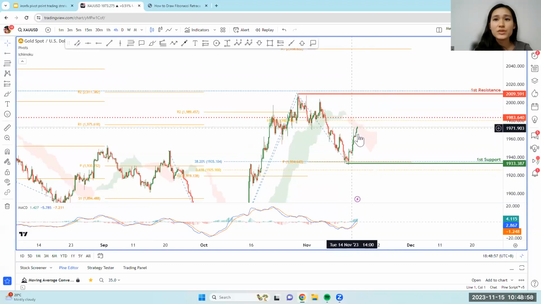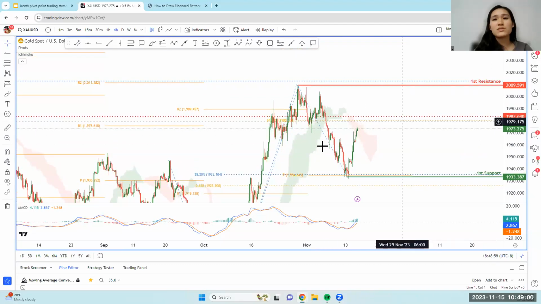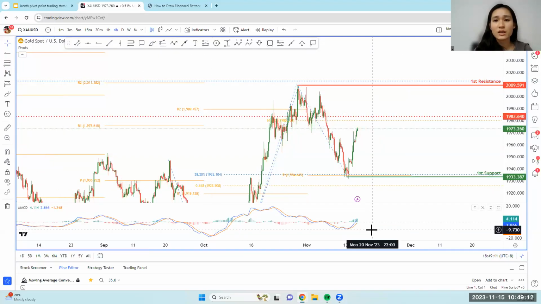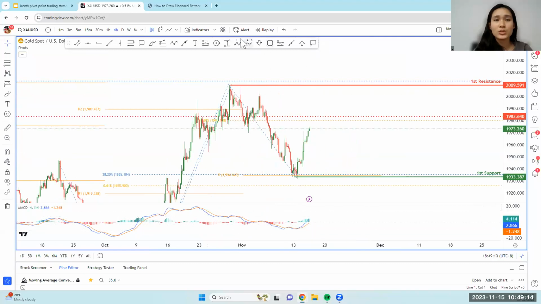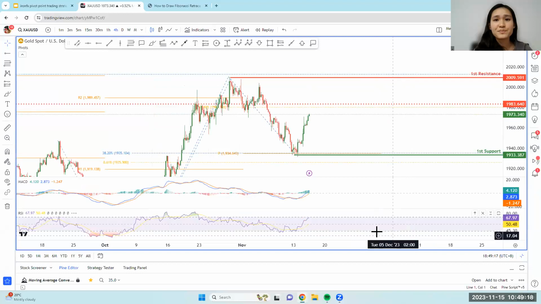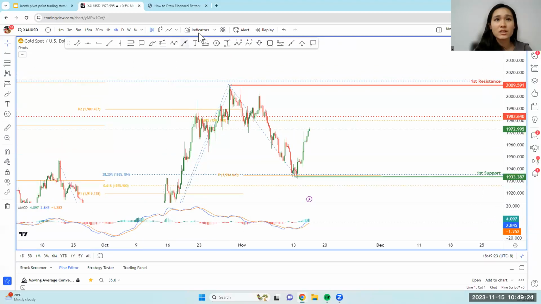So price is moving within the cloud, so it doesn't really tell us much as of right now. If it moves above the cloud, it is a bullish signal, and if it moves under it, it's a bearish signal. So if it's within it, it's not really telling us anything. So I'm going to remove that. And MACD is giving us a bullish signal as well. RSI isn't really telling us anything.